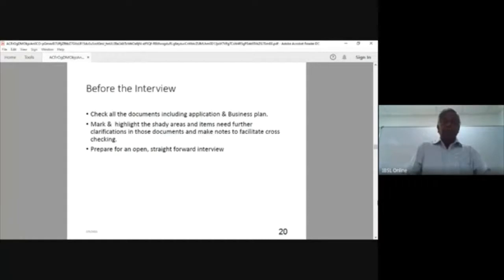Before the interview, check all the documents, including the application and business plan. Right. Before the interview, you have to check everything and prepare yourself. Mark and highlight the shady areas and items needing further clarification in those documents, and make notes to facilitate cross-checking. So you go through all the available documents, mark the shady areas, certain things you may not understand or may ask for clarification. Prepare for an open, straightforward interview.